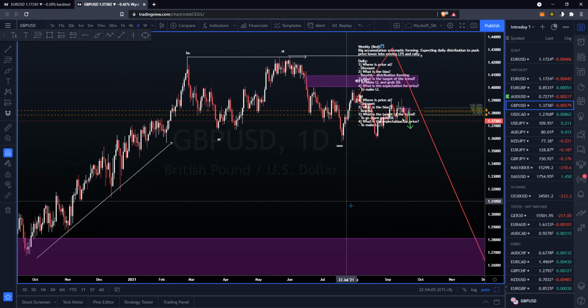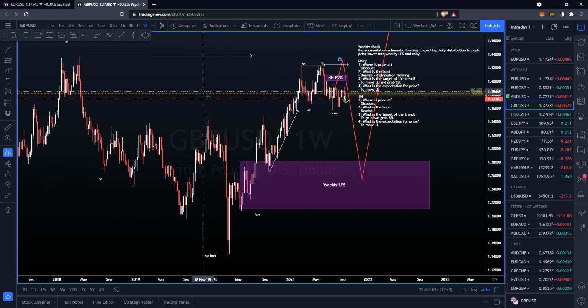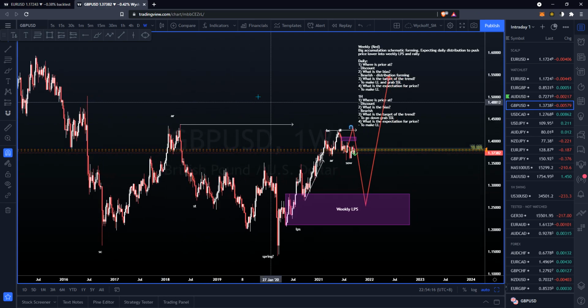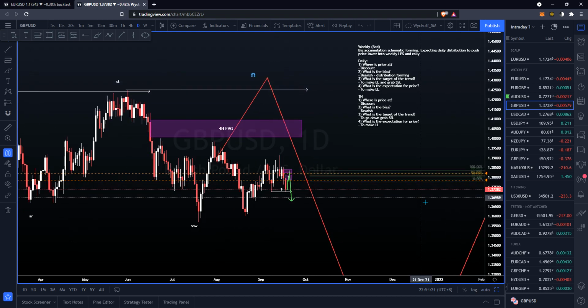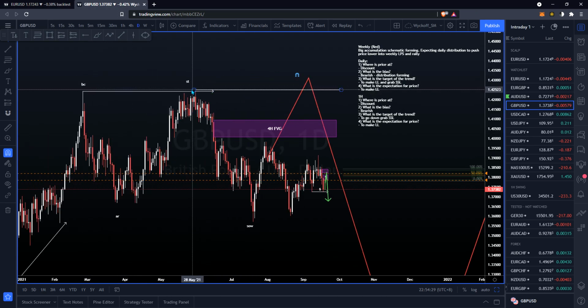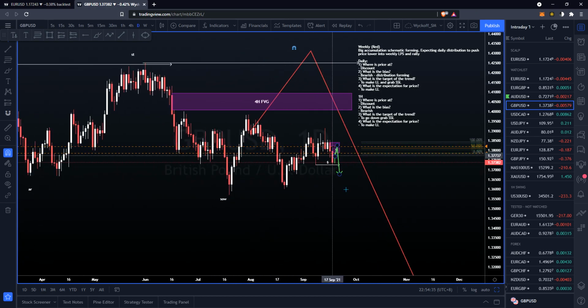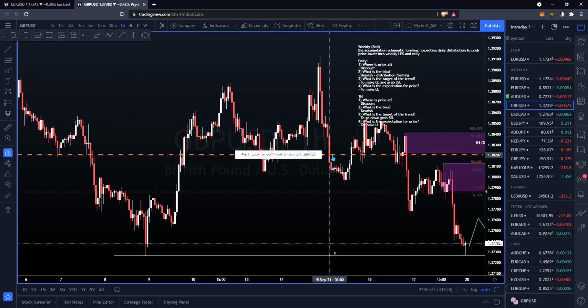Next we have GU. Overall bias still unchanged, so we have a very big accumulation schematic on a weekly time frame. And on the daily time frame, over here I was expecting price to go up to take out these highs, but it seems that price is trying to go lower over here, and we can see on a low time frame we have equal lows being formed.